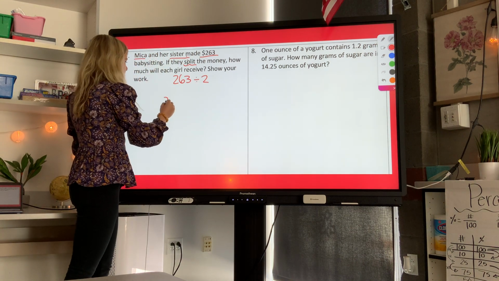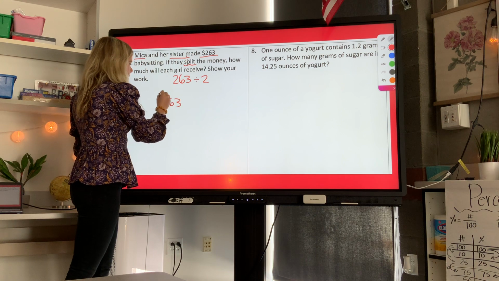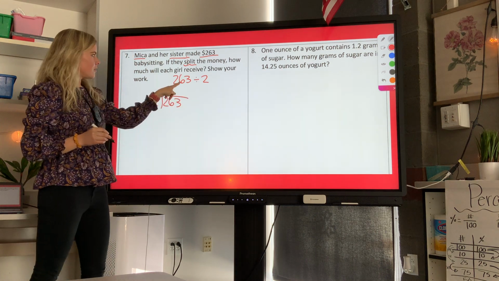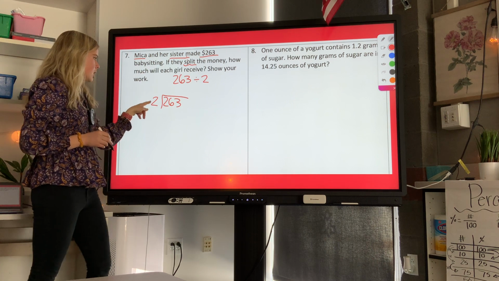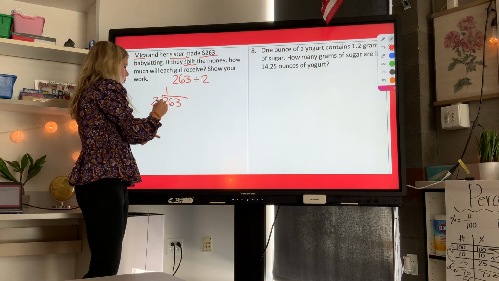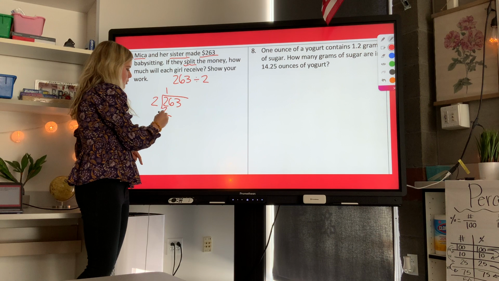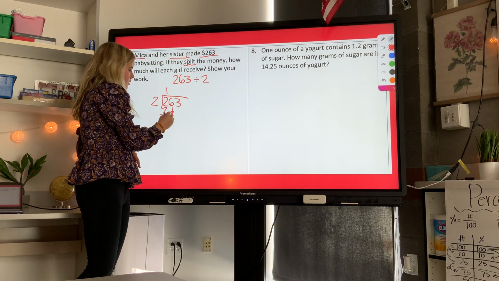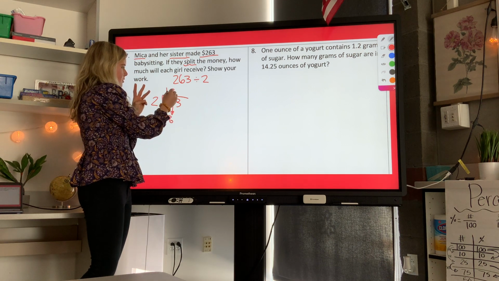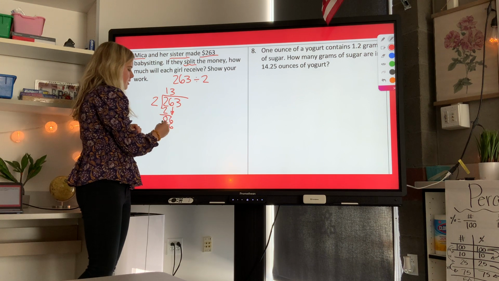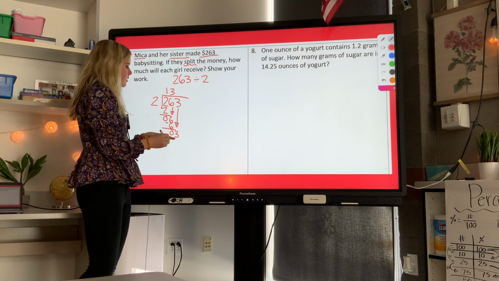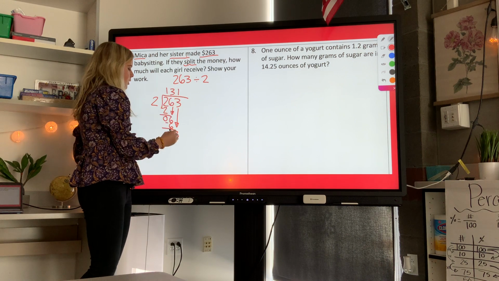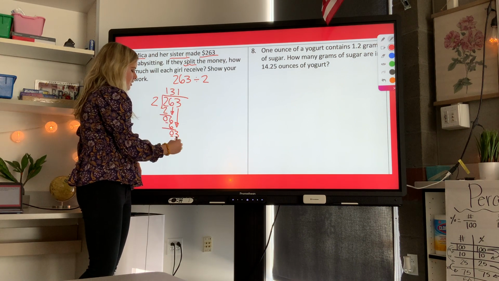So this won't be too bad. So divided by 2. Our dividend divided by our divisor. The number we're dividing by always goes on that side. 2 goes into 2 one time. 1 times 2 is 2. 2 minus 2 is 0. 2 goes into 6 3 times. 3 times 2 is 6. 6 minus 6 is 0. Bring down the 3. 2 goes into 3 one time. 1 times 2 is 2. 3 minus 2 is 1.